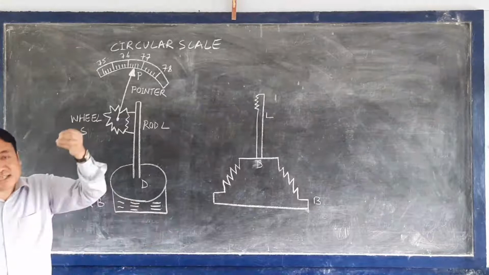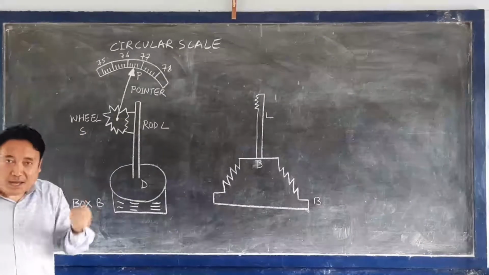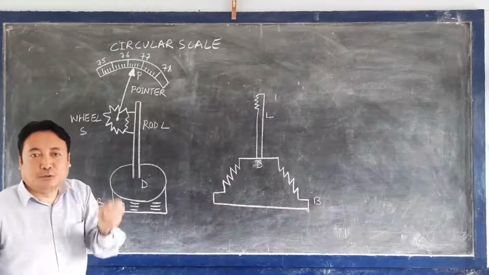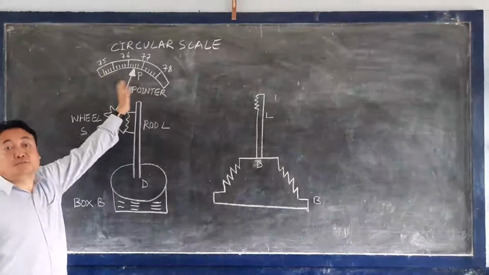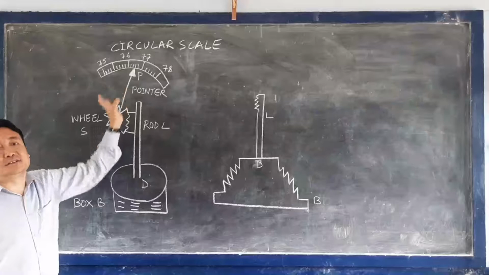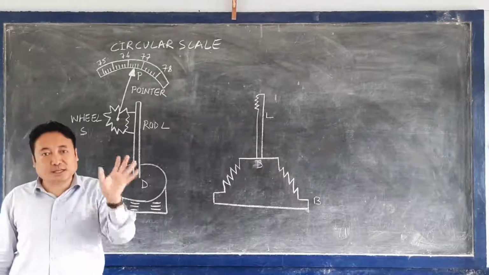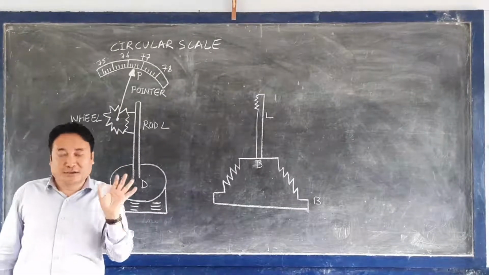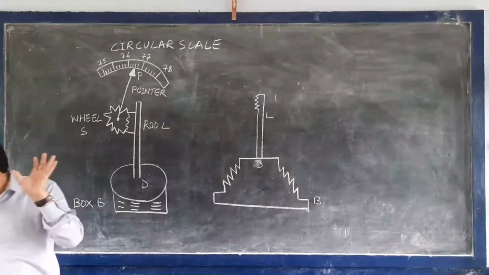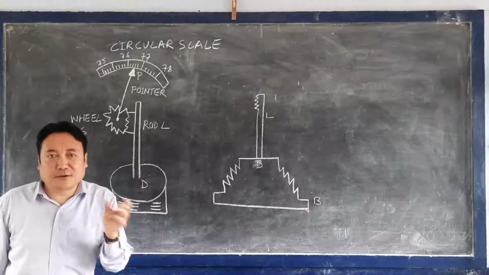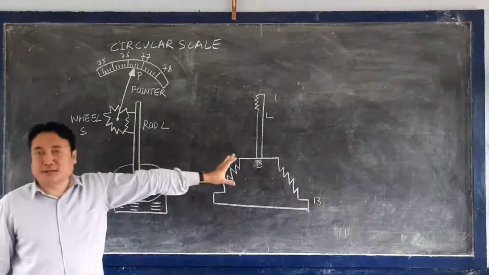So this atmospheric pressure, with the help of the aneroid barometer, you will find depending upon the movement of this pointer on a circular scale. So this way you can read the atmospheric pressure. And now the uses of the barometer. Now this is how the aneroid barometer works.